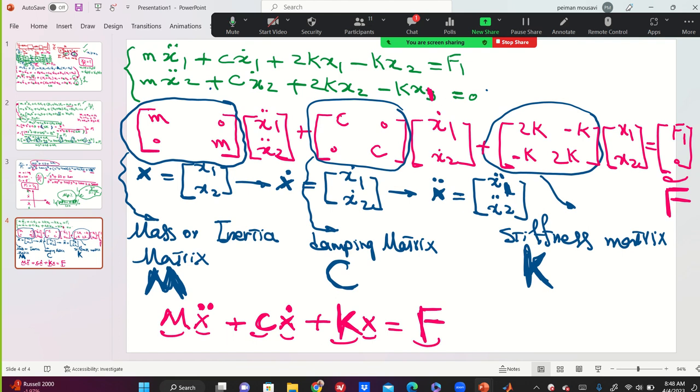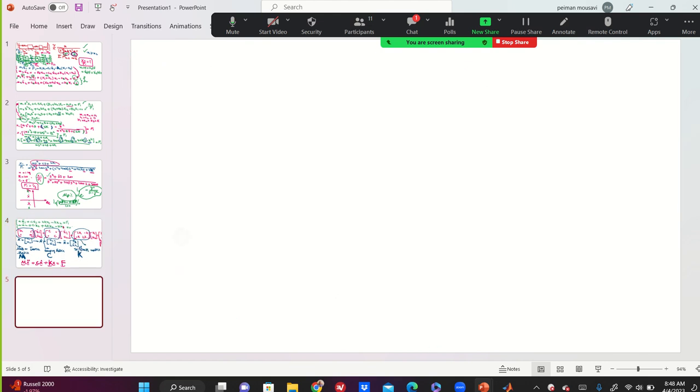Why are we doing that? Because I'm going to transfer this fourth order system into MATLAB. But before doing that, in the next class, I have to solve this. Let me do it. So guys, if I transfer everything, because these are the vector and matrix, M x double dot equals F minus C x dot minus K X.